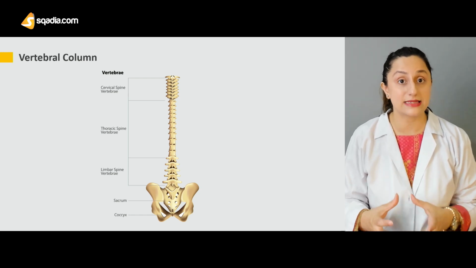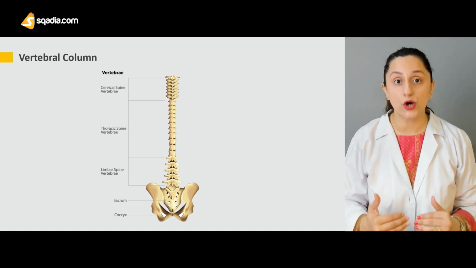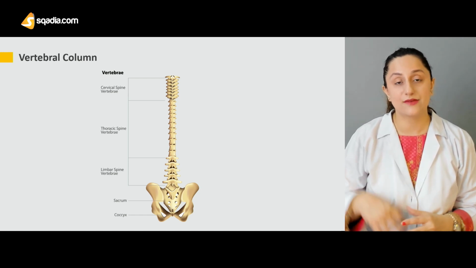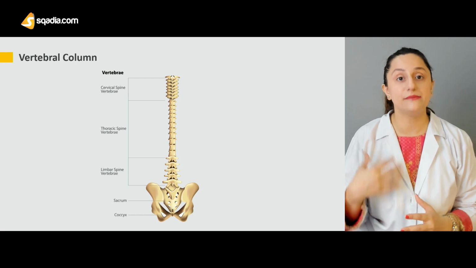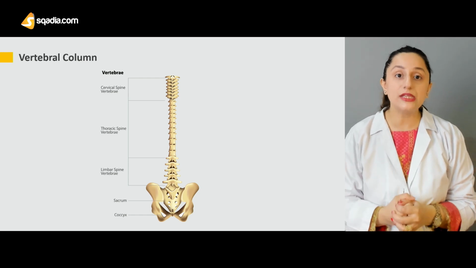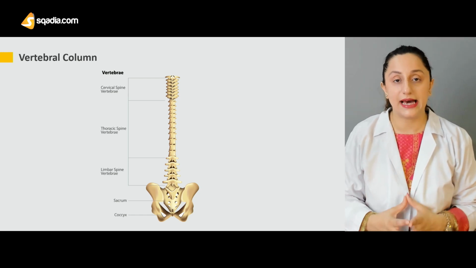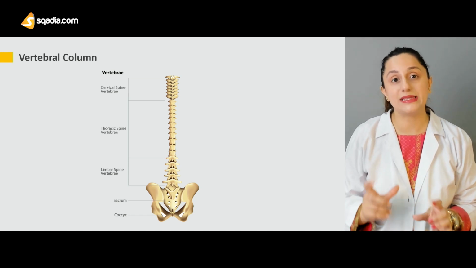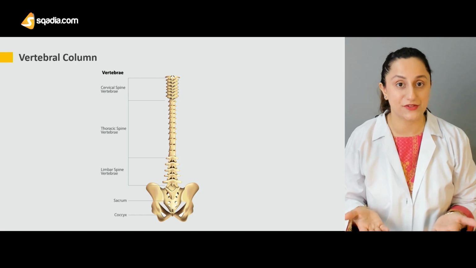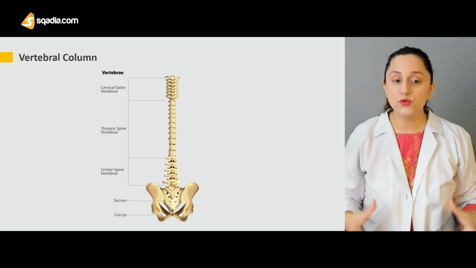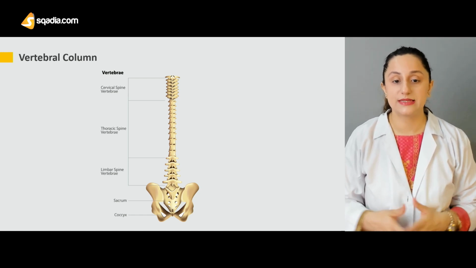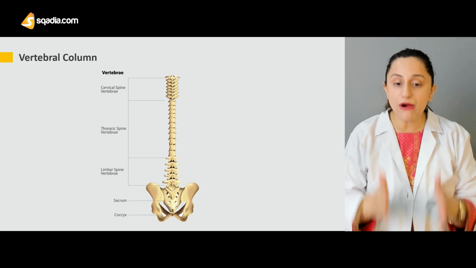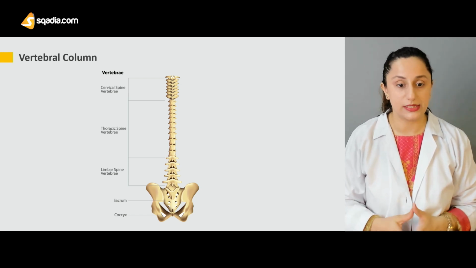There is also a very important joint that the cervical vertebrae make with the base of the skull. Even the nodding movement of the head is due to this joint between the cervical vertebrae and the base of the skull. So all of these movements are possible due to the multiple joints present throughout the vertebral column.